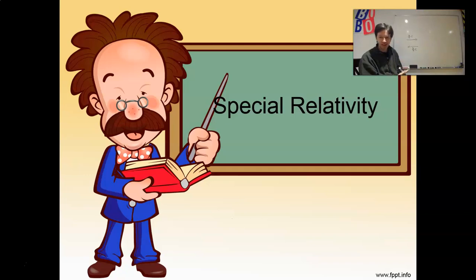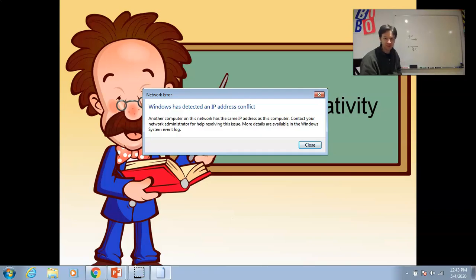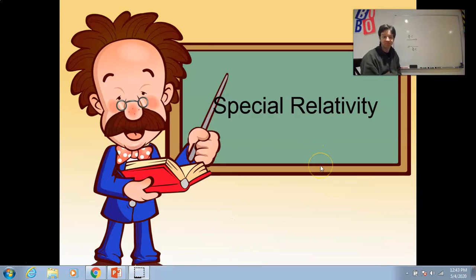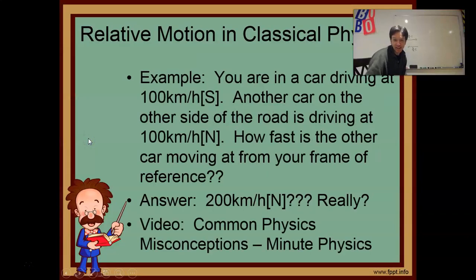So what's happening here? Why can I not say that I see that other person traveling at 1.5 times the speed of light? Why not? Obviously I can't. We have a problem here. So I'm going to move ahead in the PowerPoint here.